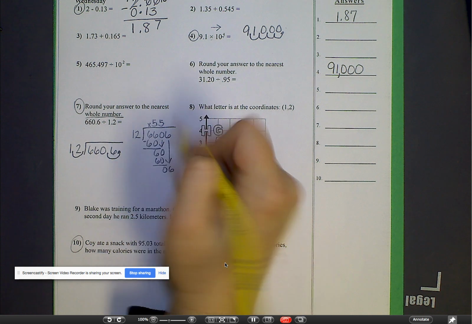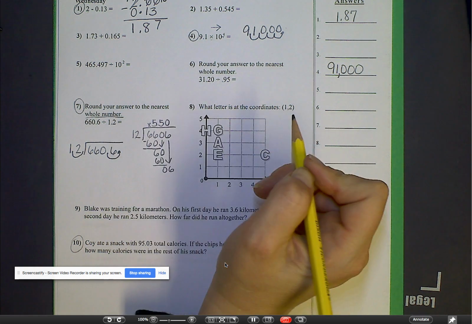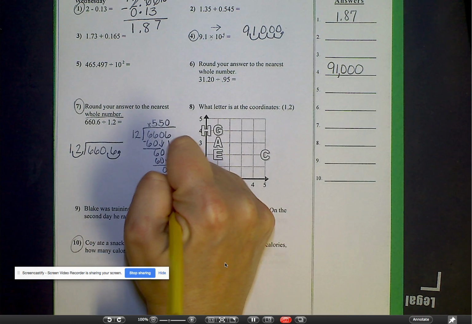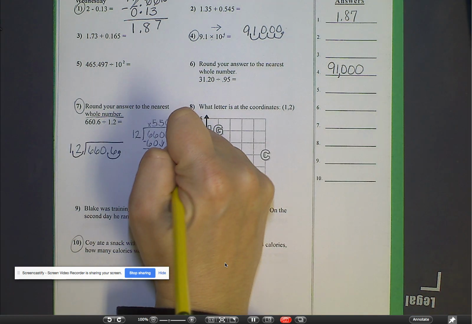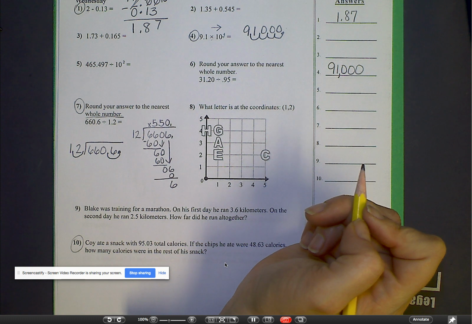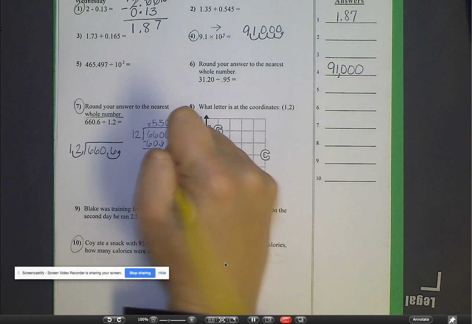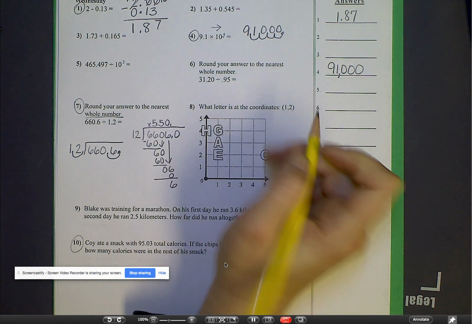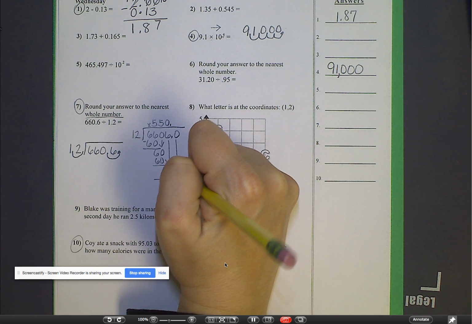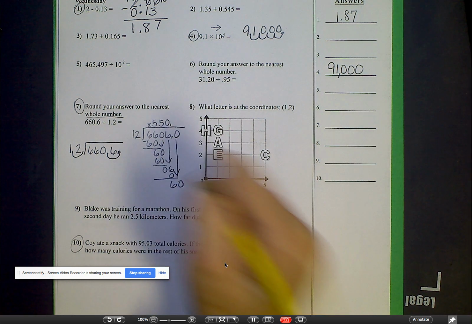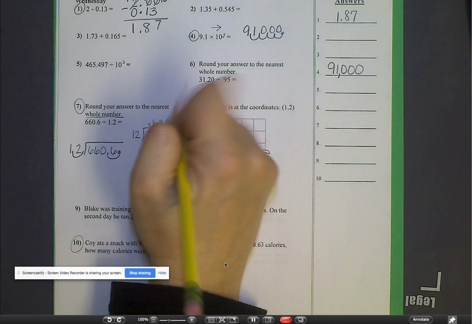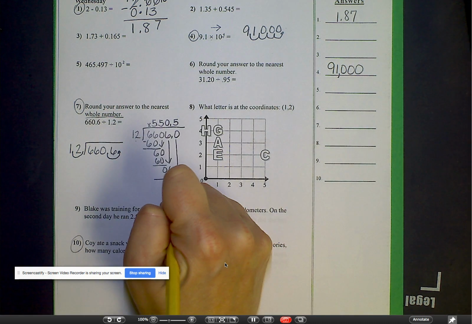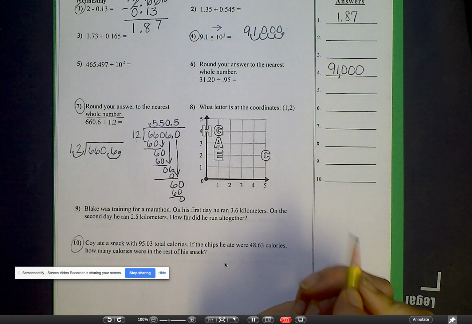And then 12 does not go into 6, so I'm going to put a 0 there. 0 times 12 is 0. So then I get 6. Okay, and then I can put a decimal here. So I just add the decimal, right? And then I'm going to add a 0 because that's not going to change the value. The only reason I added the 0 is simply to bring it down. So 12 goes into 60 how many times? 5. 5 times 12 is 60. So then I have nothing left over.